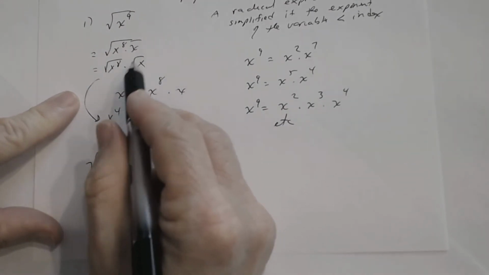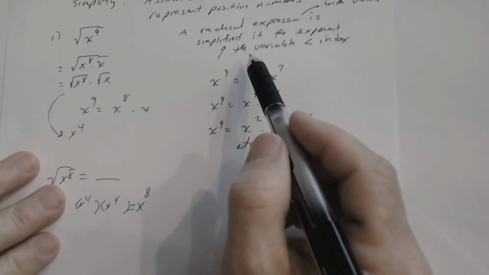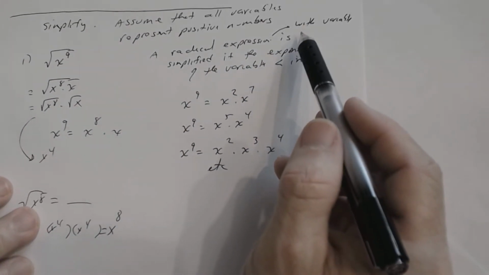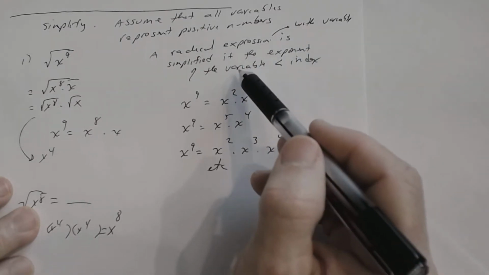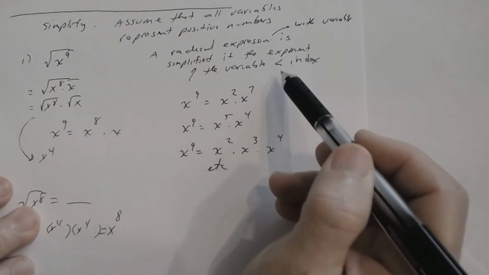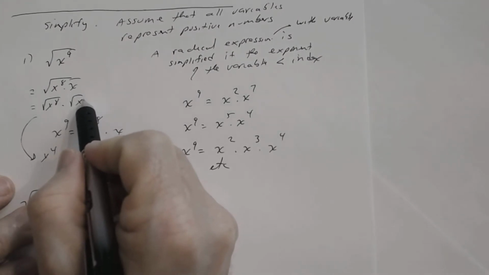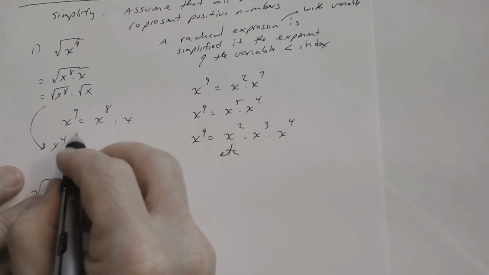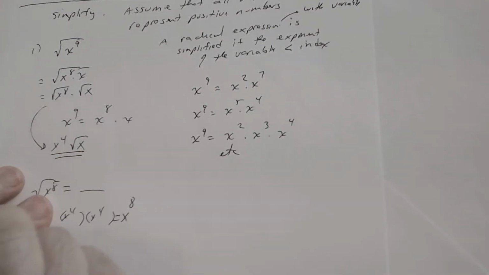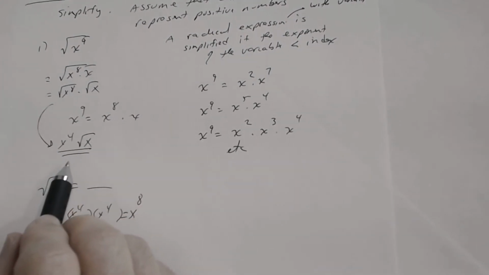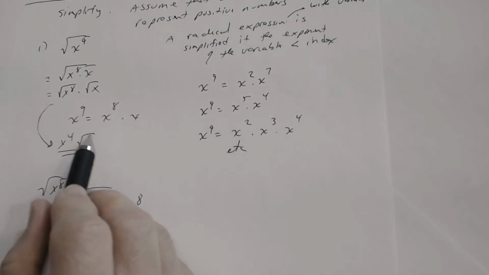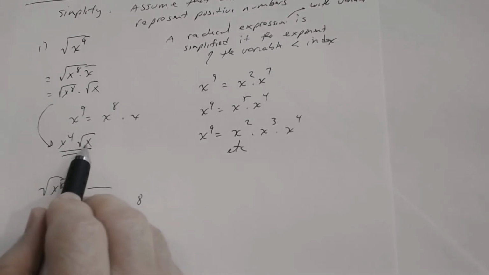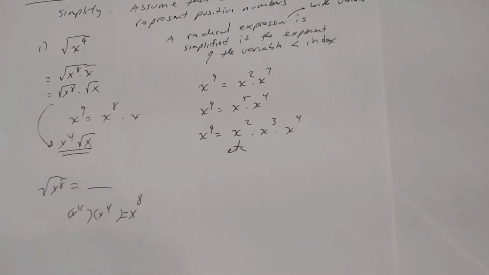Can I simplify the square root of x? No. Why not? Remember, a radical expression, and we're only talking about with variables, is simplified if the exponent of the variable is less than the index. So what's the exponent here? x to the first, so the exponent is 1. 1 is less than 2, so I cannot simplify that further. So that's your answer. Now let me say this. We tend to put the square root at the end. So put x to the 4th in the front and the square root of x at the end. Okay, so there's the answer.